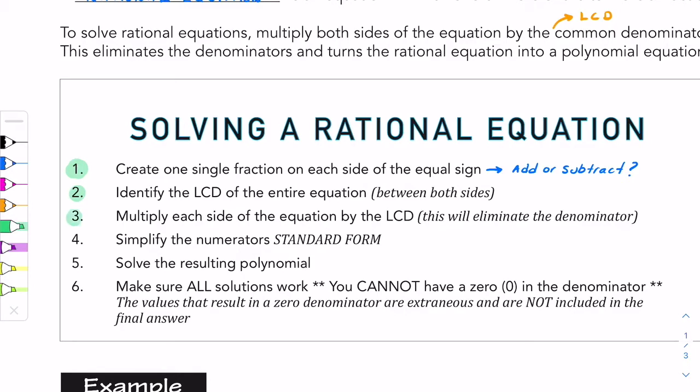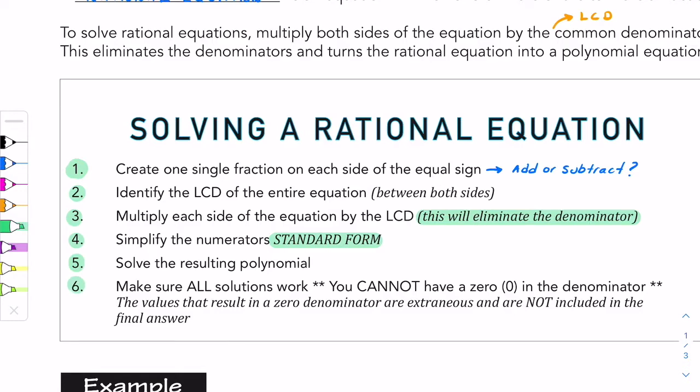Step 3 is to multiply each side of the equation by the LCD. Doing this will eliminate the denominator, meaning now we only have numerators and you can set your numerators equal to each other. Step 4 is to simplify those numerators, make sure they are always in standard form. Step 5 is to solve the resulting polynomial. And lastly, step 6 is to make sure that all solutions work.